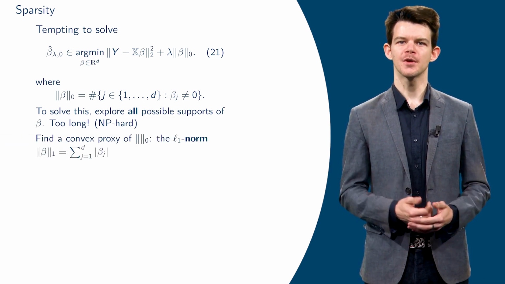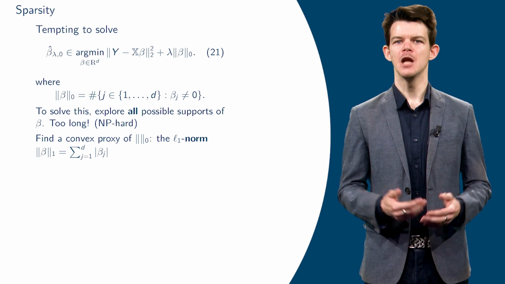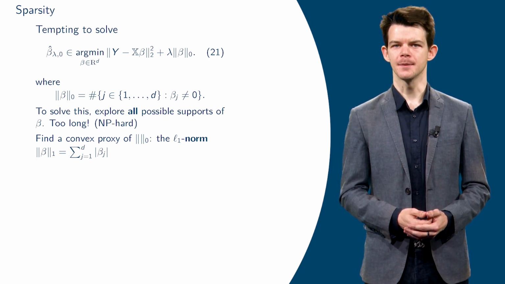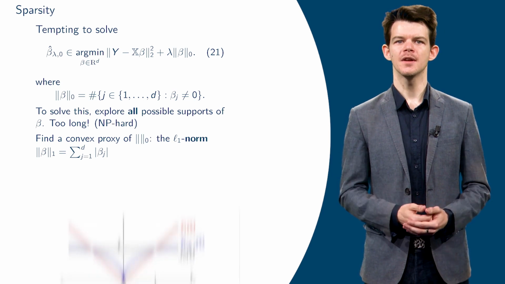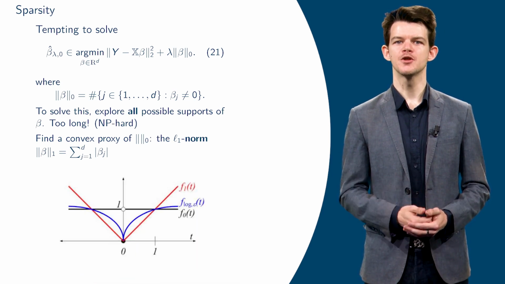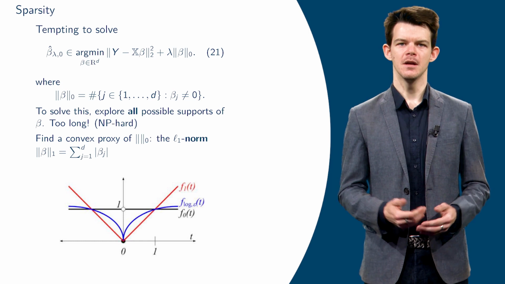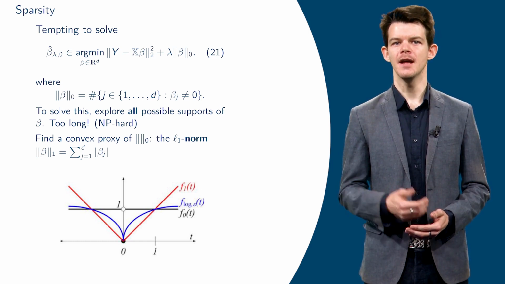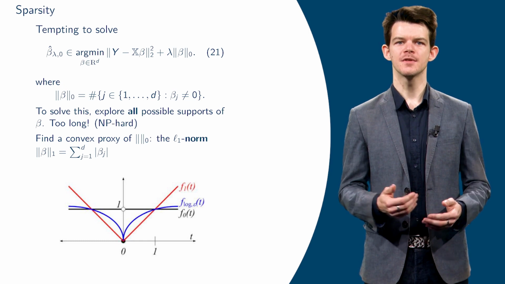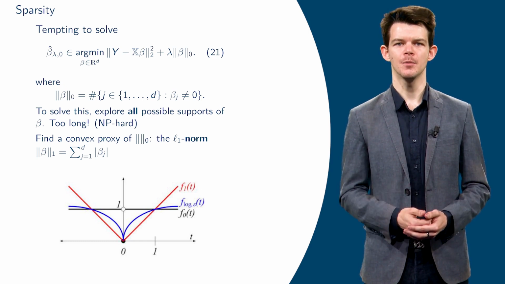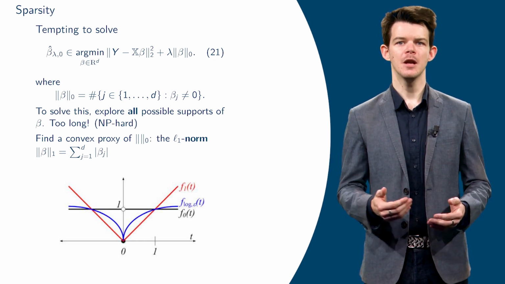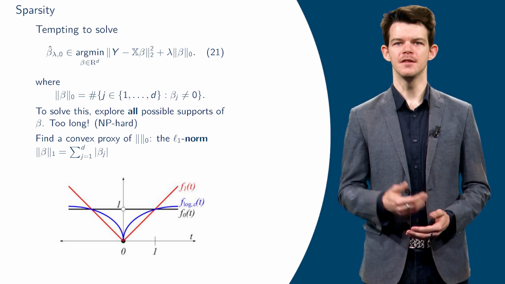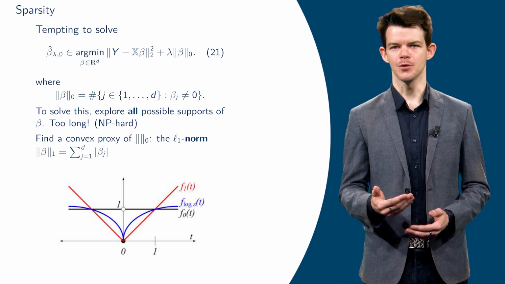So we need to find a proxy to replace beta 0, and one good proxy for that is beta 1, the L1 norm of beta. To see this, look at this picture, but only on the range -1, 1. In this plot, we are only interested in f0 t and f1 t, which represent respectively the L0 norm, which is not actually a norm, and the L1 norm. The function f0 is non-convex. It is equal to 0 in 0 and 1 otherwise.